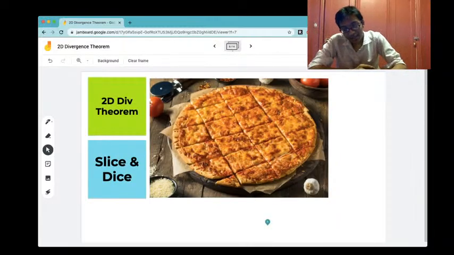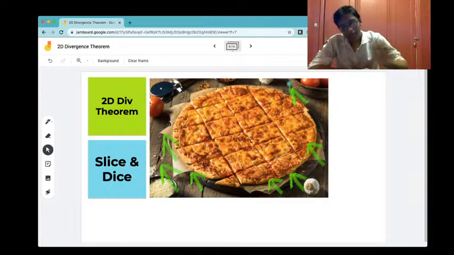So let me actually draw a vector field around our pizza slice. In green, you can see that I'm drawing the field lines of my vector fields, right? So there you go. Those are the field lines of my vector fields.